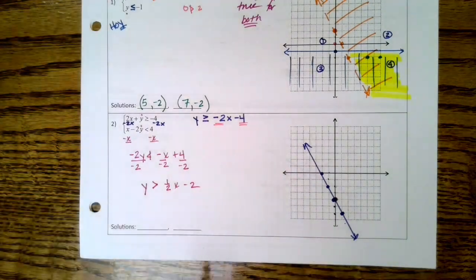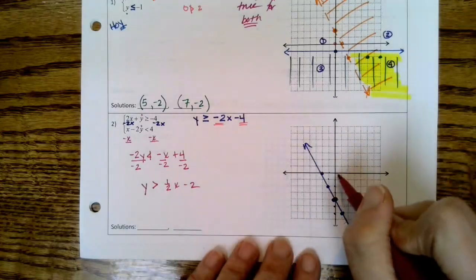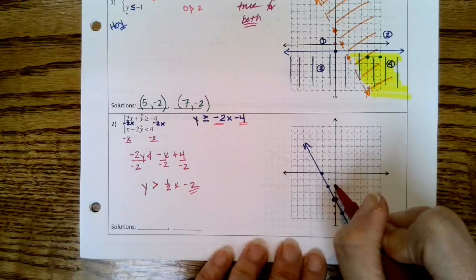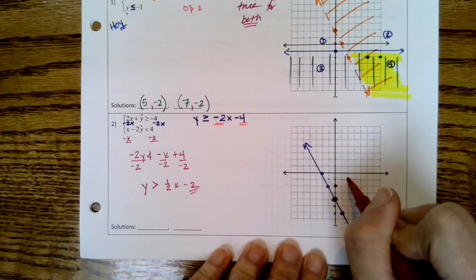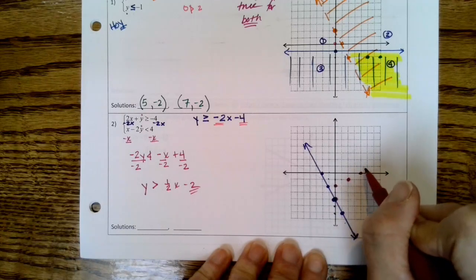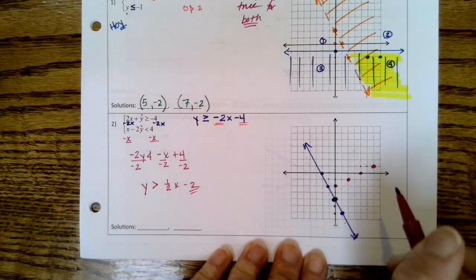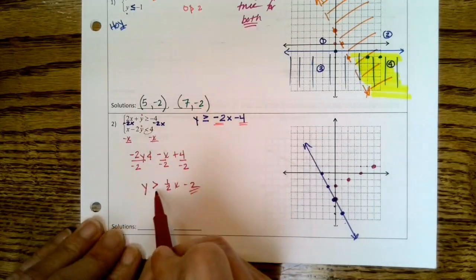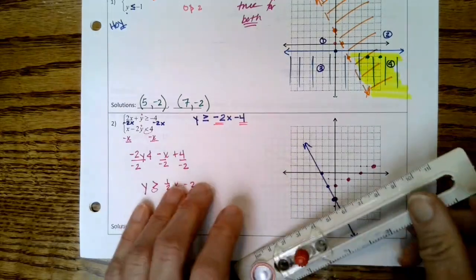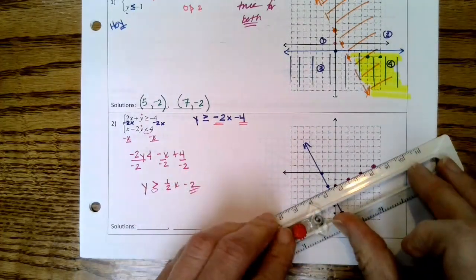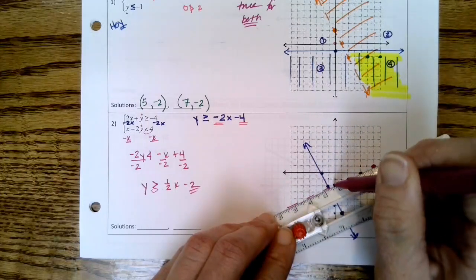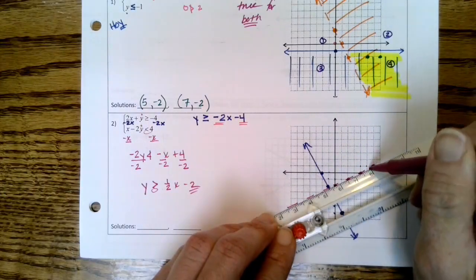So when I go to graph this one, my intercept is at negative 2. Here it is. That's my b. That's my beginning, negative 2. And I rise at a rate of rise 1, run 2, rise 1, run 2, rise 1, run 2. When I look back at my problem, I see no line, so I'm not going to draw a line. No line, no line. So that means dotted.